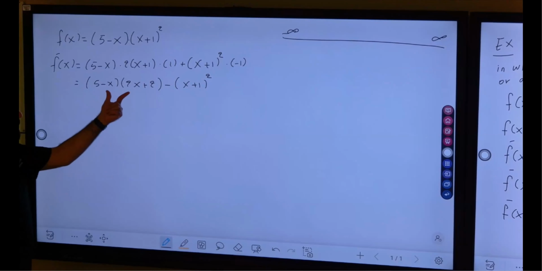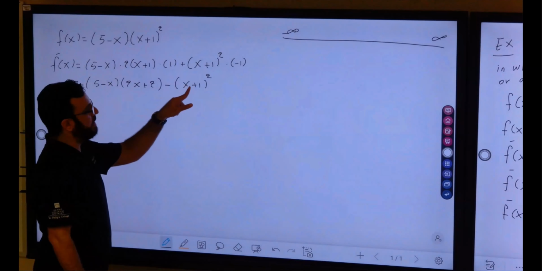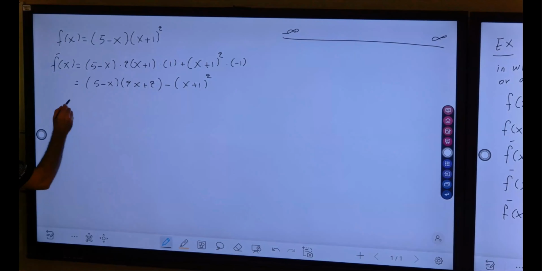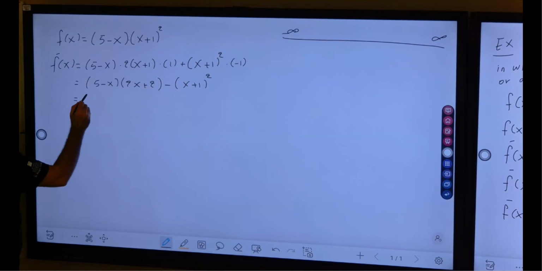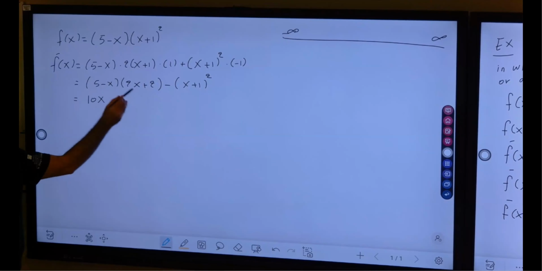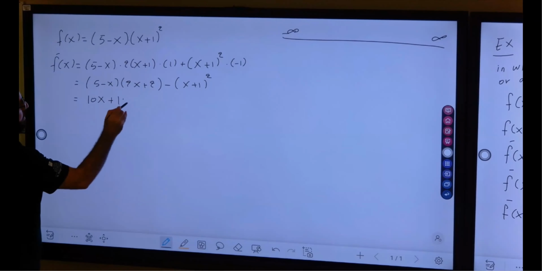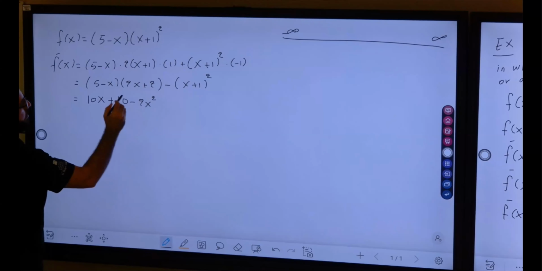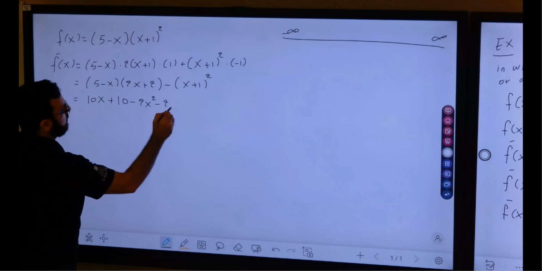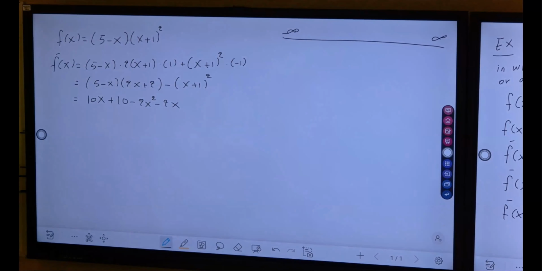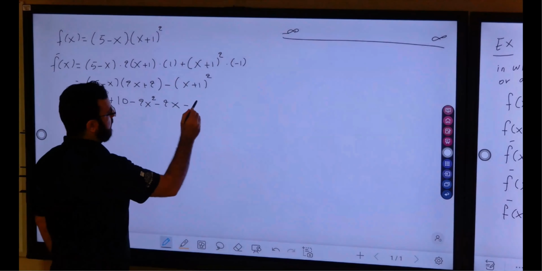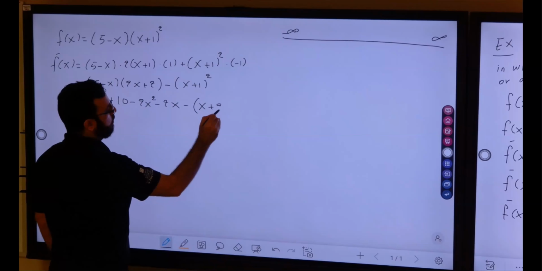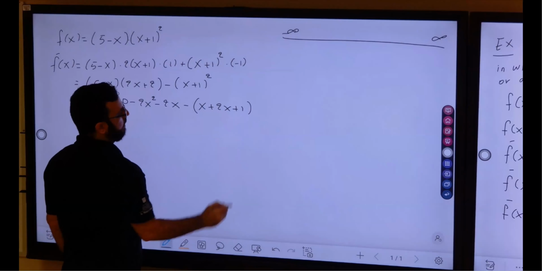So FOIL this one. This one is x plus 1 times x plus 1. So we're gonna FOIL it also. That means it's going to be 10x plus 10 minus 2x squared minus 2x. Yes or no? Minus here. I'm gonna FOIL it. So it's gonna be x plus 2x plus 1. Yes or no?